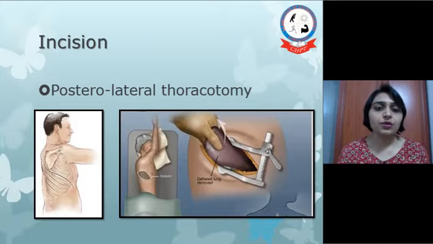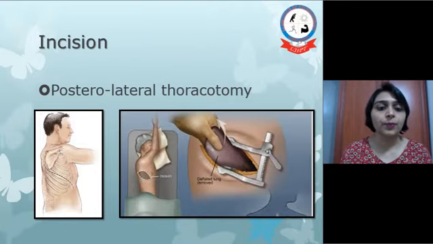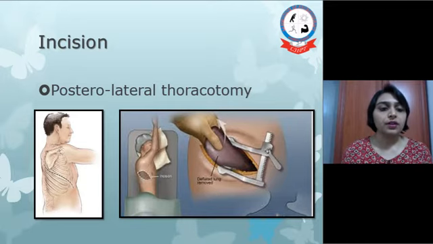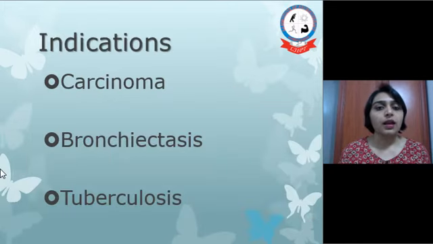The incision used is posterolateral thoracotomy, which is done with the patient in side-lying position with the hand upward, which is shown in the figure. In the first figure, we can see the line of incision of posterolateral thoracotomy, and whichever muscles come in the way need to be cut. Then we can reach up to the lung. Indications for pneumonectomy are carcinoma, bronchiectasis, tuberculosis.